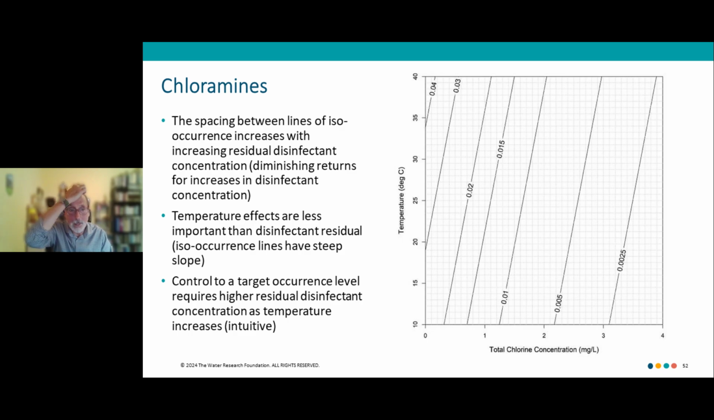Up in the upper right-hand side, about 4% positivity when you were above 36 degrees and up to 40. That's something of an extrapolation there. And as you move to the right, you can see that the total chlorine concentration increases. You can see that the proportion positive decreases. We found that the spacing between lines of iso occurrence increases with increasing disinfectant concentration.